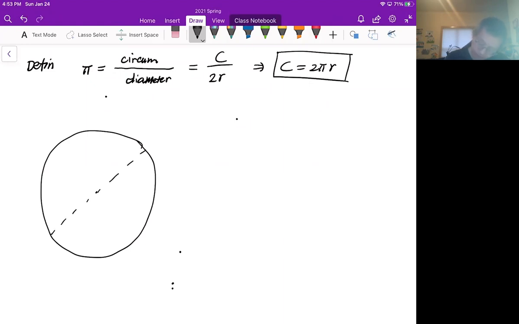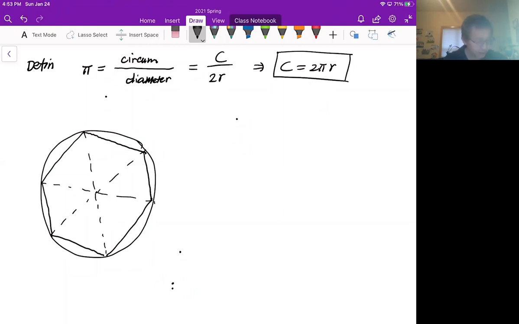Let's do 1, 2, 3. Let's do that for 6, because 6 is easier to do. So I have the inscribed regular polygon of 6 sides, right? So this is 6 sides here. Everyone's okay? 6 sides here.